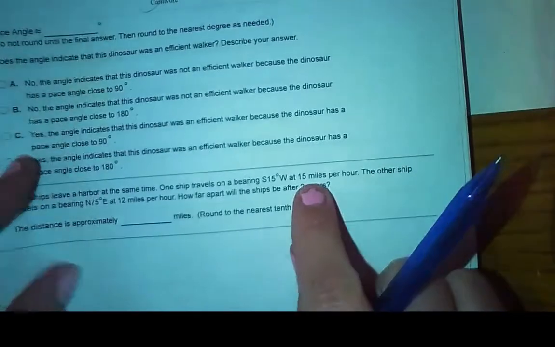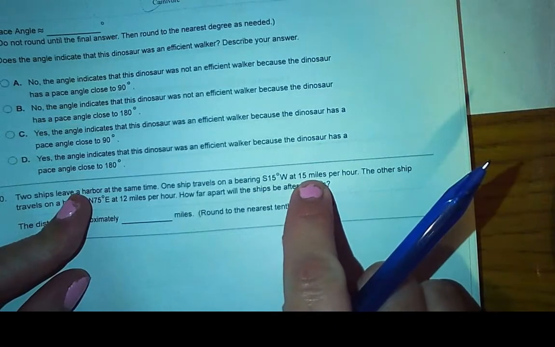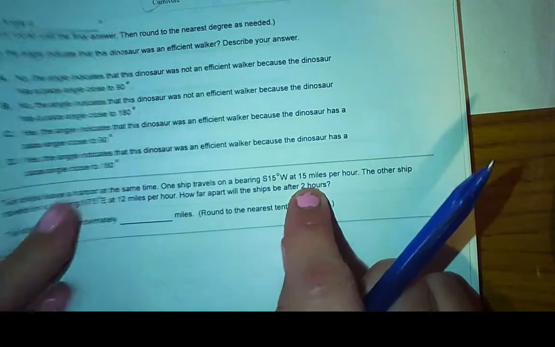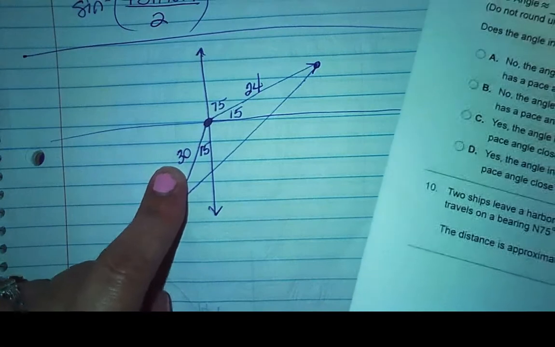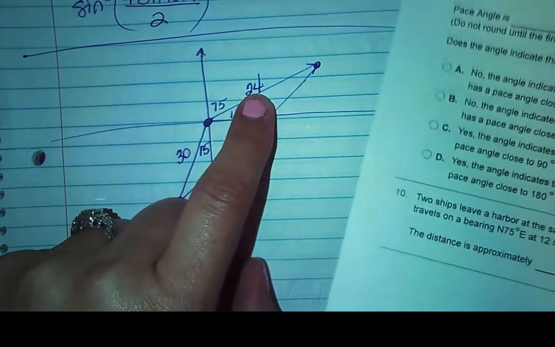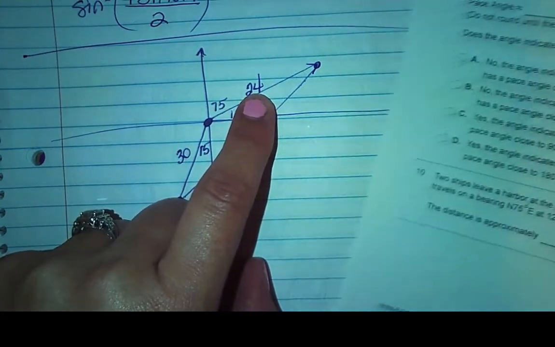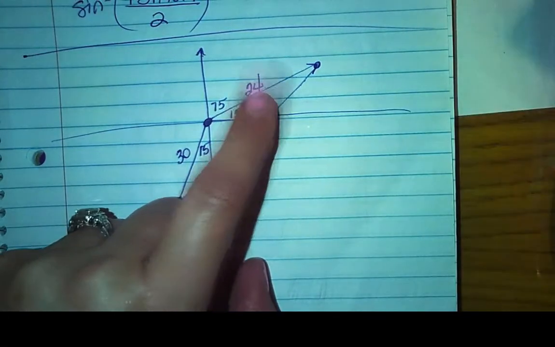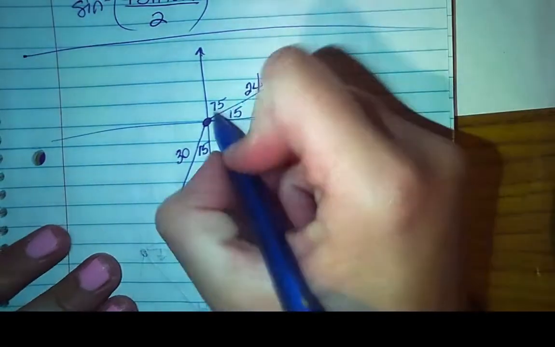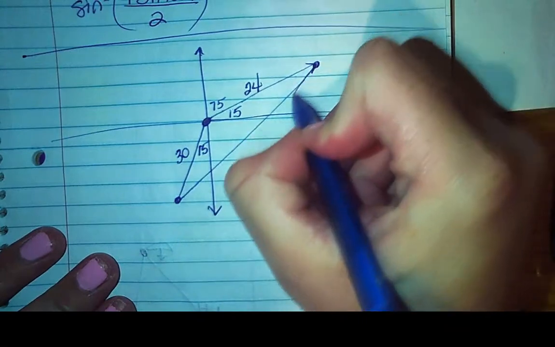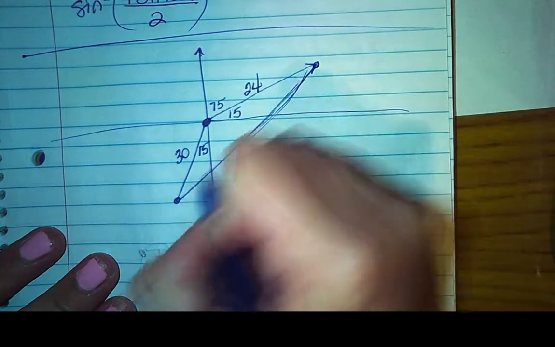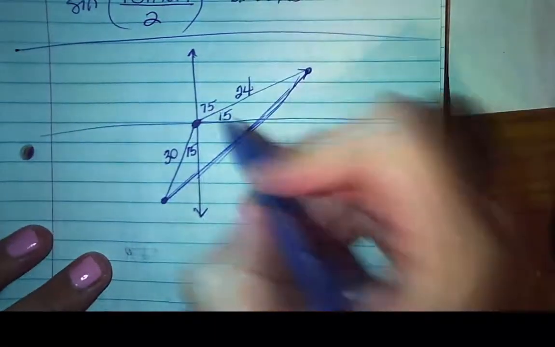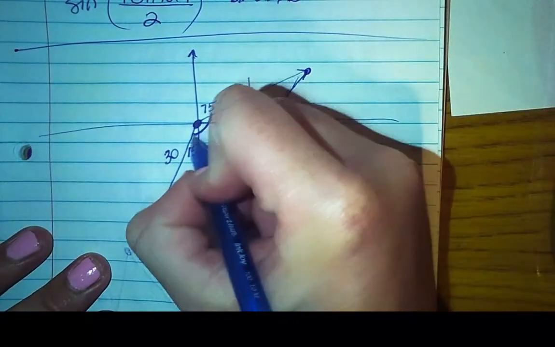Well, this one says he's going 15 miles an hour, and we know that they're going for 2 hours. So that's where the 30 comes from. This one says he's going 12 miles an hour, and he's going for 2 hours. So I know that that's the one. So basically, I need to know this length right here. Those must be waves in the ocean. But I do know this angle measure.